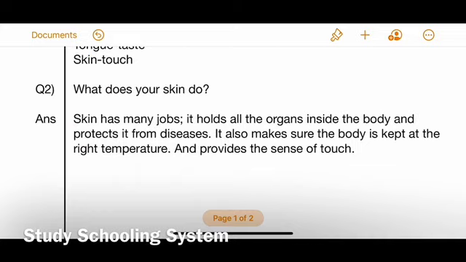So question 2 is, what does your skin do? The answer is, skin has many jobs. It holds the organs inside the body and protects it from diseases. It also makes sure the body is kept at the right temperature and provides the sense of touch. This is the same answer that was in our book, but I have just summarized it to make it short and easy to learn.